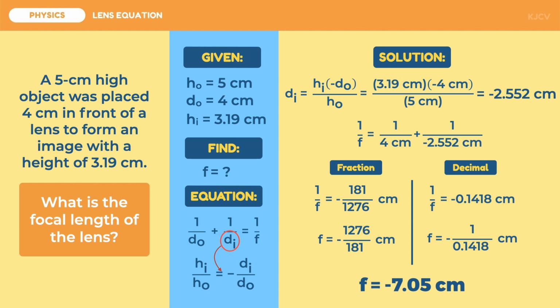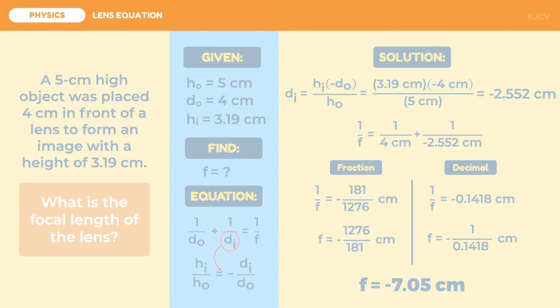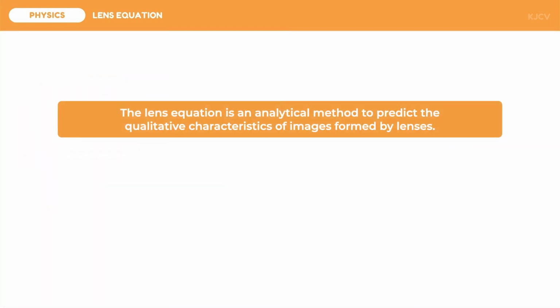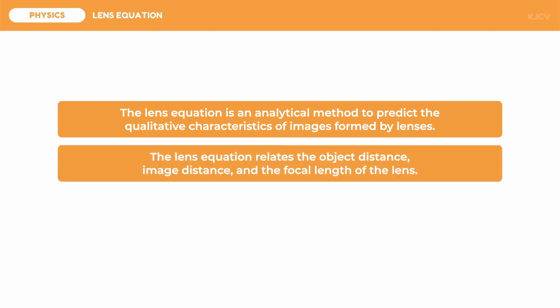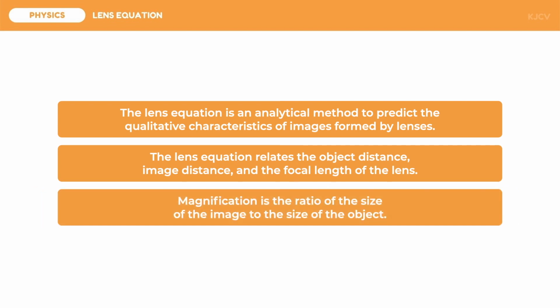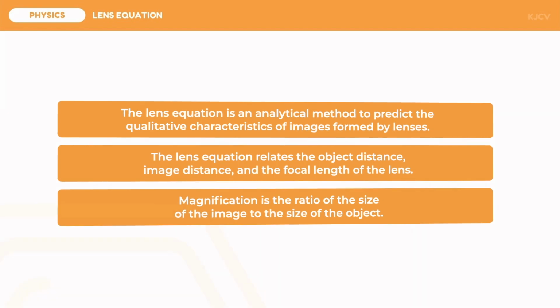To summarize this lesson, let us review the following key points. The lens equation is an analytical method to predict the qualitative characteristics of images formed by lenses. The lens equation relates the object distance, image distance, and the focal length of the lens. And lastly, the magnification is the ratio of the size of the image to the size of the object. And that ends our discussion on the lens equation.